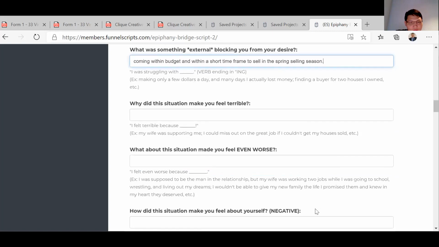And why did it make me feel terrible? I never feel terrible. Well, of course, sometimes when I lose a listing, that's about it. You may want to change the word terrible later on, but you can say, okay, I feel terrible. That's why this is here, because people have emotion because of a challenge. So what does a challenge make you feel, by the way?